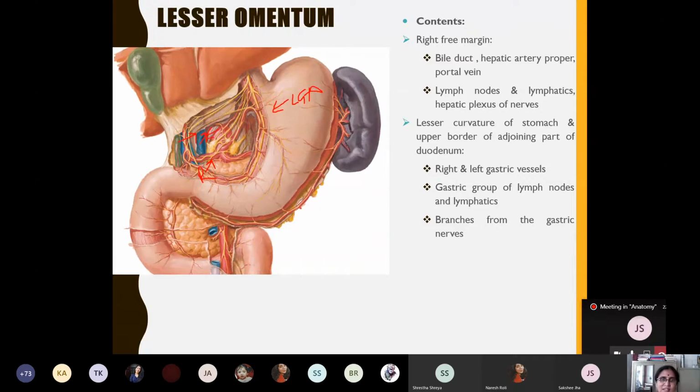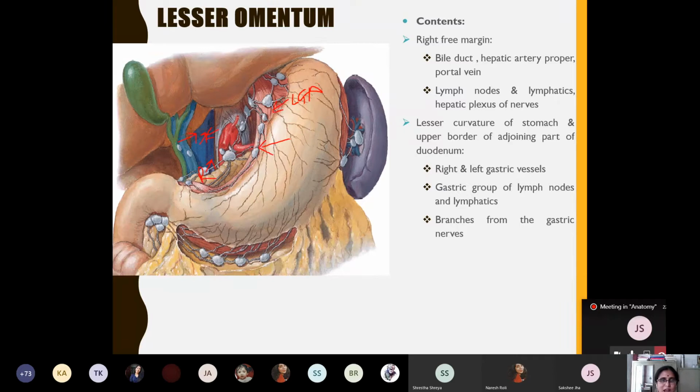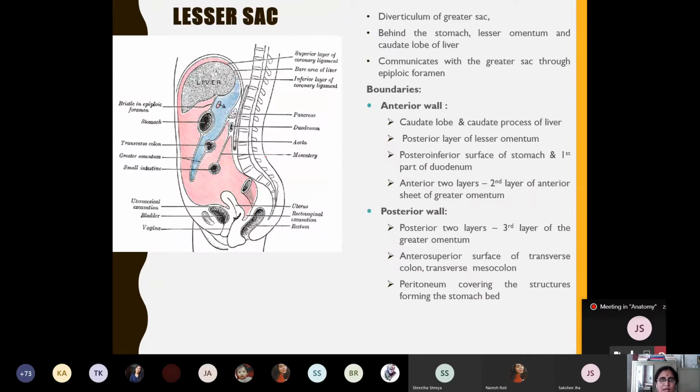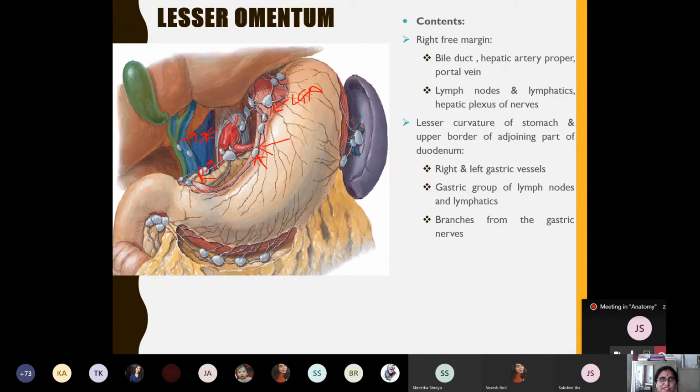Then here you can see these are the branches of the nerves, gastric nerves, the vagus nerve. Yes. In addition to the vagus nerve branches, here you can see these all are lymph nodes, the gastric group of lymph nodes. So these are the contents of the lesser omentum. Okay. So lesser omentum and greater omentum are very, very important questions.